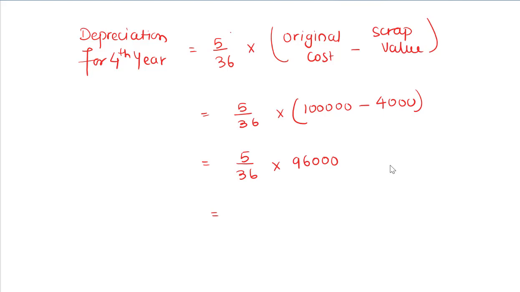Kindly solve it on your calculators. 5 by 36 multiplied by 96,000. What we get is 13,333. I believe you understood till here.